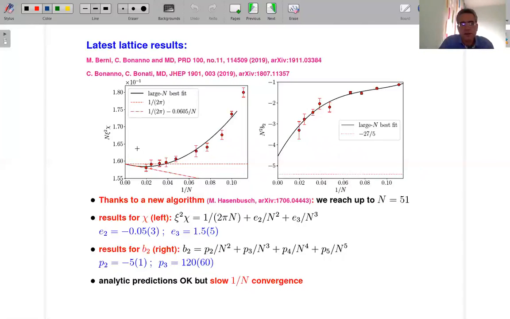So in these two pictures, there are the results for the topological susceptibility and for b2. In both cases, they are multiplied by N, the first quantity, and by N squared, the second quantity, so that by this factor in front of them, you expect them to approach a finite value in the large N limit. And this finite value comes out to be in agreement with the prediction, and also the first corrections are in agreement, and we also obtain a prediction for the further coefficients in the 1 over N expansion.